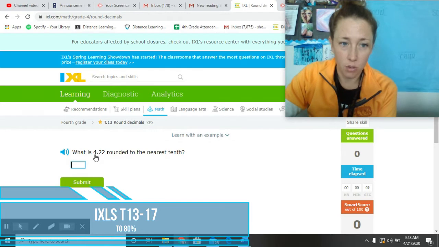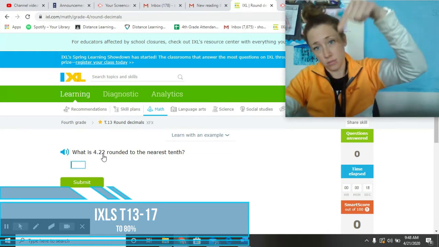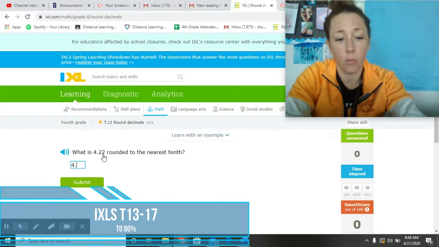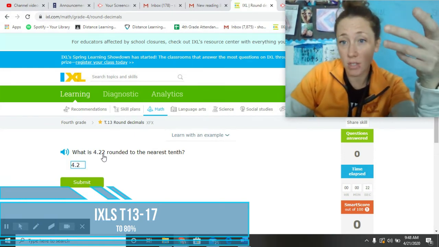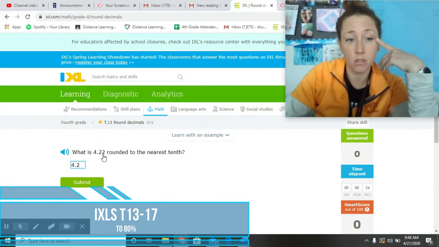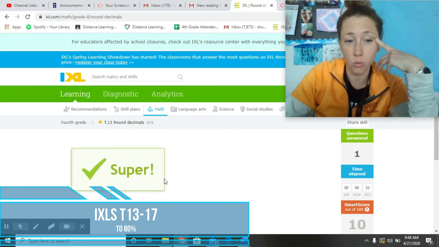So I have 4 and 22 hundredths. I want to get to the tenth spot, so I'm going to look at the number next to it. With the 2, am I going to round up or down? Down, right? So 4.2. Instead of adding zeros and decimals, you just get rid of the rest of it. So I don't have any hundredths anymore, so 4.2.